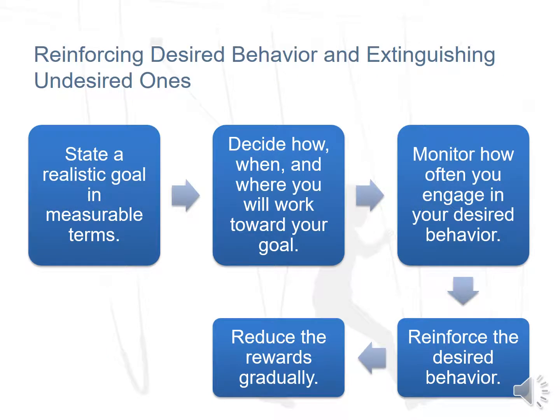Reinforcing desired behavior and extinguishing undesired ones. We might state a realistic goal in measurable terms. Let's say I would like to lose 10 pounds in the next 6 months. We decide how, when, and where we will work toward our goal. We may come up with a schedule. We may monitor how often we engage in that desired behavior. We would reinforce the desired behavior, let's say having something that we normally would eat, such as ice cream or dessert, and then eventually we will reduce the rewards gradually until we get to the point where we don't need them anymore in order to achieve our goal.